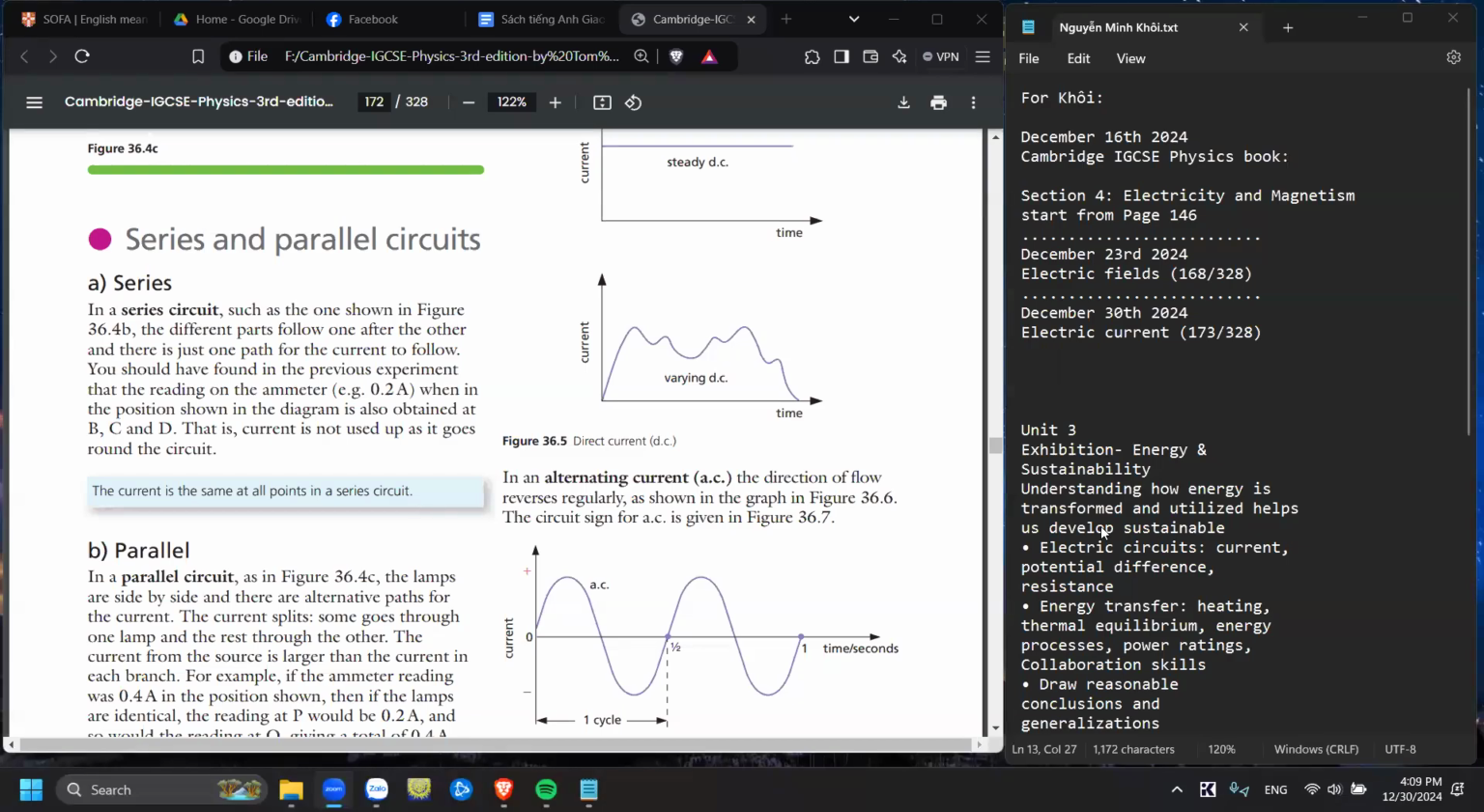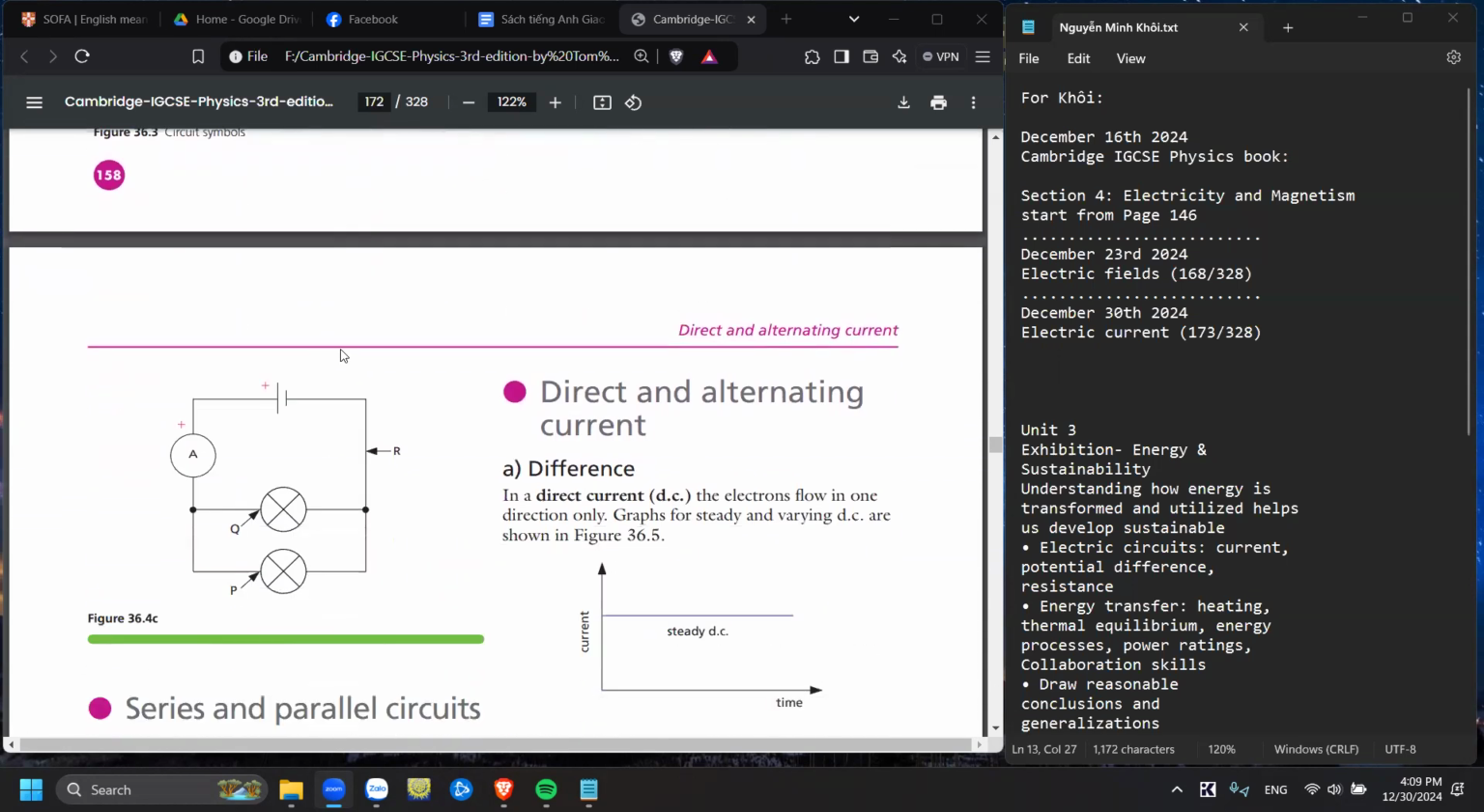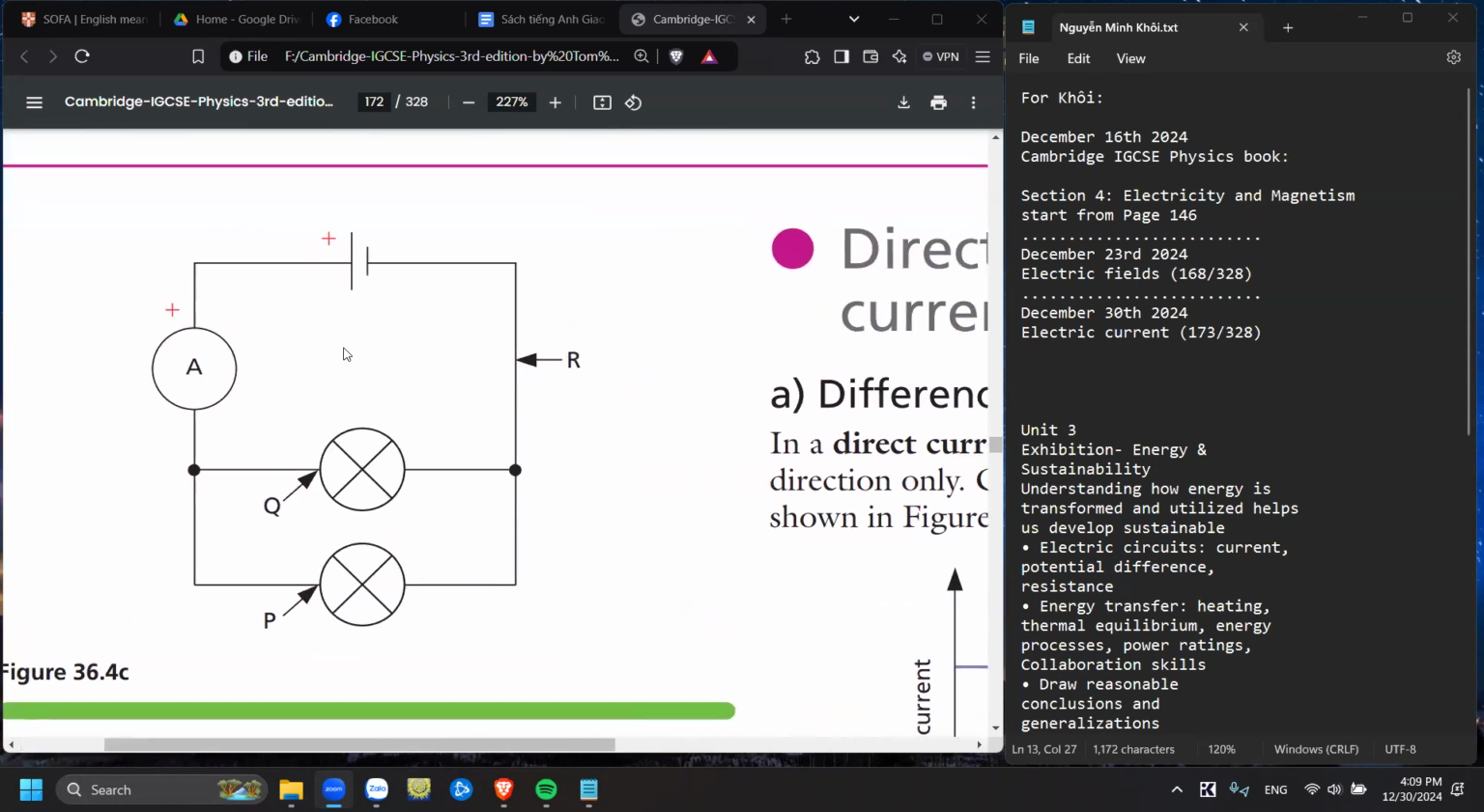All right, so today let's review a bit about electric currents. We did learn about circuits, and as part of that, we have series and parallel circuits. Do you remember them? Yes. So, for example, you have this circuit. Is it a parallel or a series circuit?